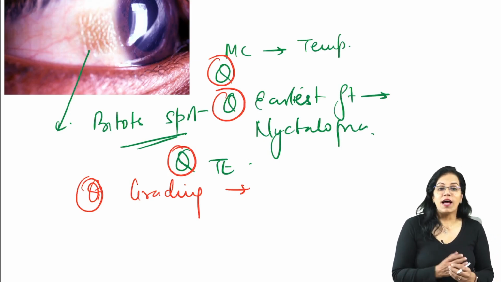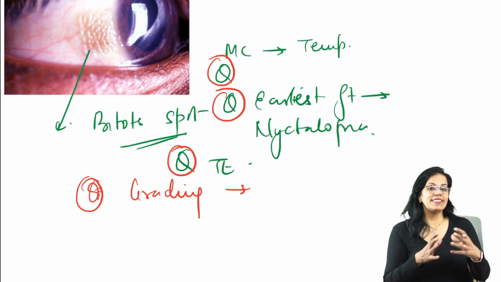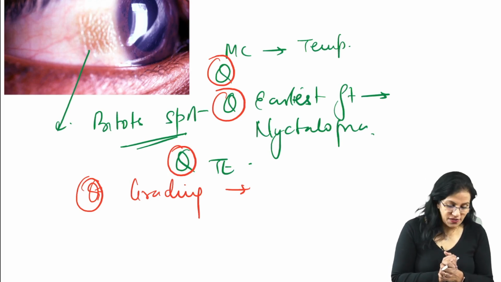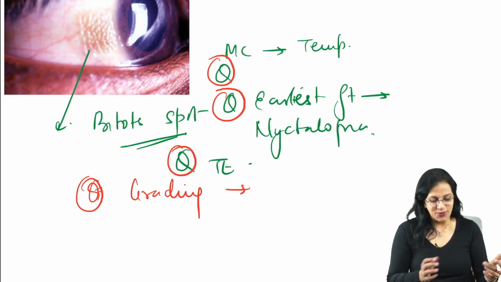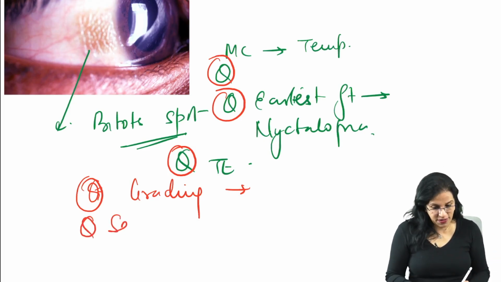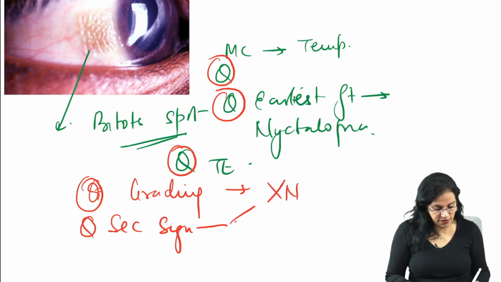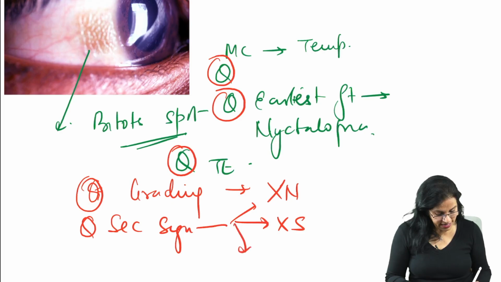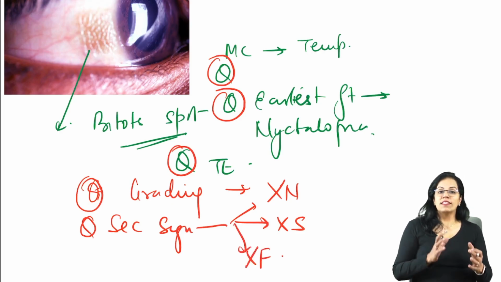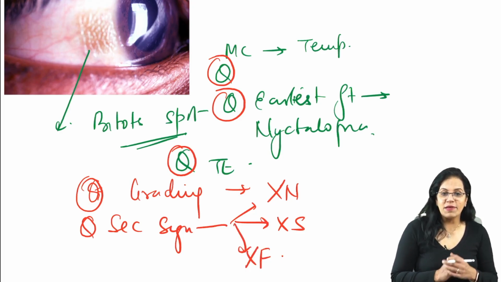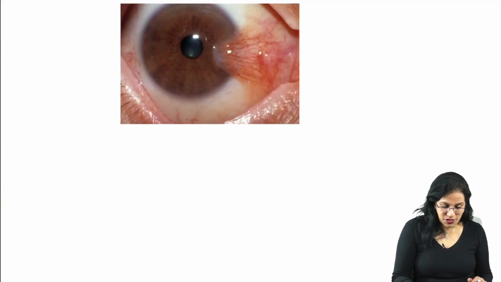Will you remember? There's another question, which are primary and secondary signs of xerophthalmia. Secondary means you can see it in other conditions also. So secondary signs of xerophthalmia, they ask you, it's very simple. XN, there are other causes of night blindness. XS, there are other causes of corneal scarring, and XF, other causes of white spotted fundus. Okay, so these are the secondary signs of xerophthalmia. Rest all are primary. Okay, these are the questions around xerophthalmia.